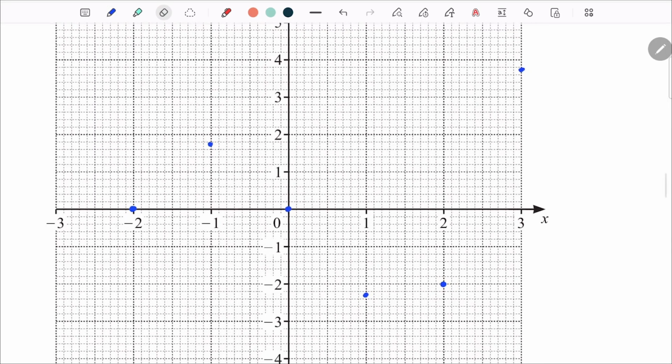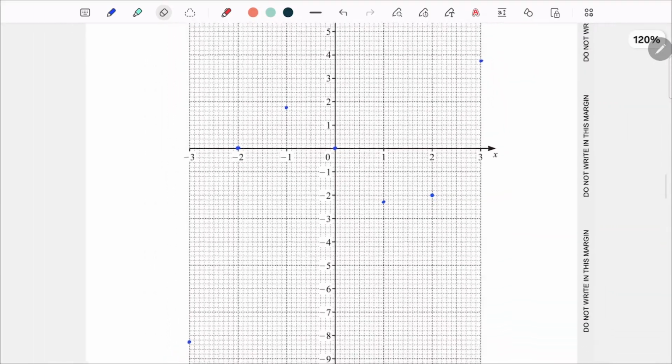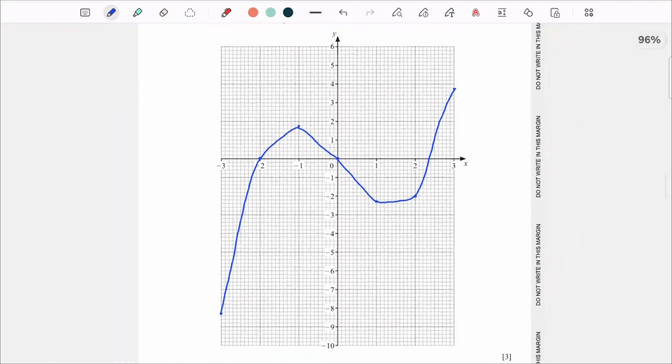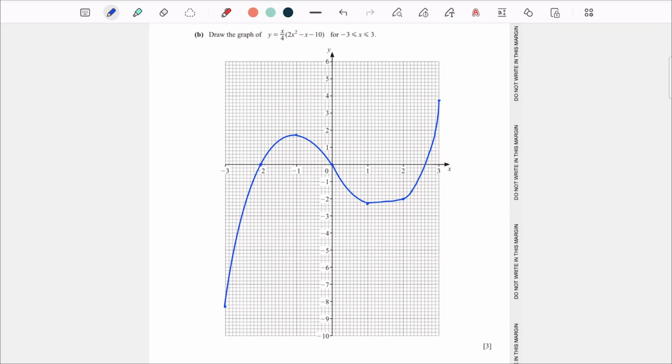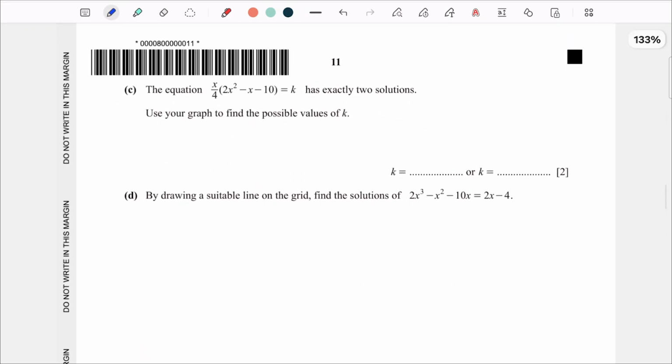Then I'm going to connect all the dots. The graph is going to be somewhat like this. In part C, the equation x over 4 bracket 2x squared minus x minus 10 is equal to k has exactly two solutions. Use your graph to find the possible values of k.